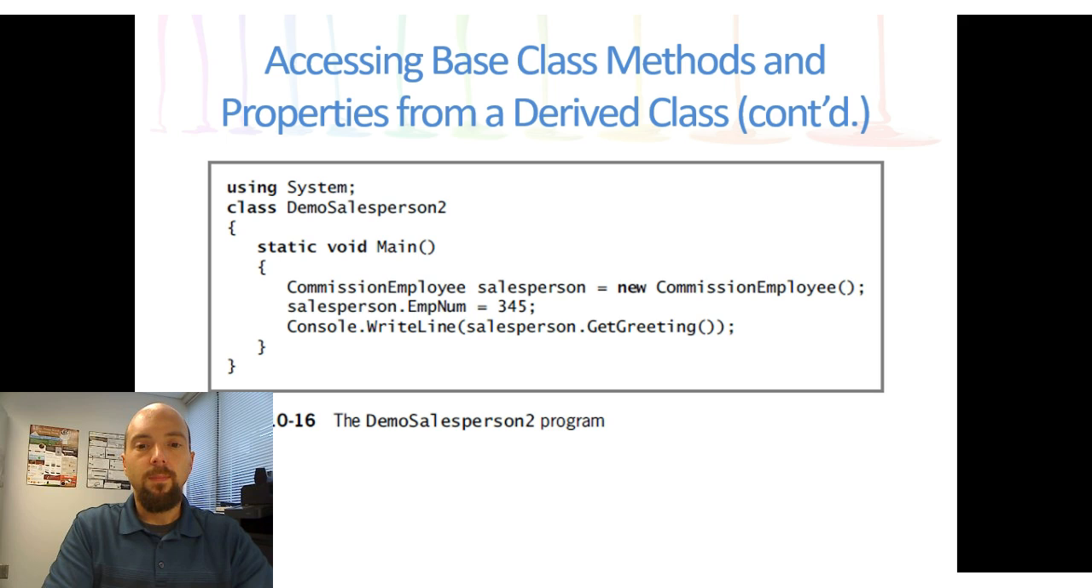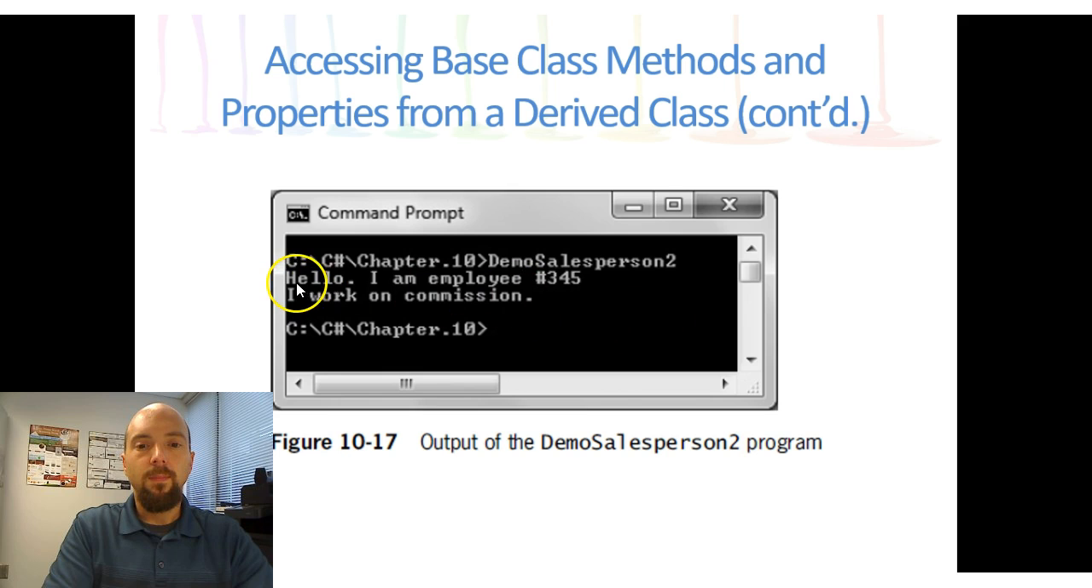Alright, so back in our static void main, what we're going to do is make a new commission employee called salesperson, give them an employee ID number, and then we write out their get greeting method. And by doing this, what we're going to get is, hello, I am employee number 345. This came out of the base method, but the new line character and I work on commission comes out of the child class method.